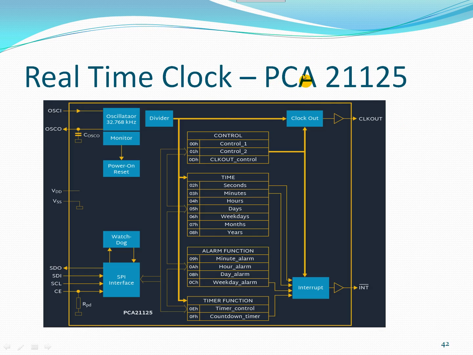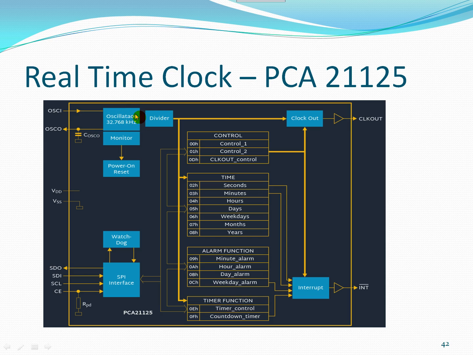So here we are going to discuss the real-time clock. A very popular real-time clock is the PCA 21125 IC. The block diagram of that particular IC has been given here. Here the blocks of the IC can be viewed: the oscillator circuit, the monitor and the power and reset, which we will discuss in the next slide, and the divider.